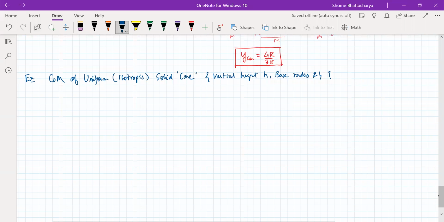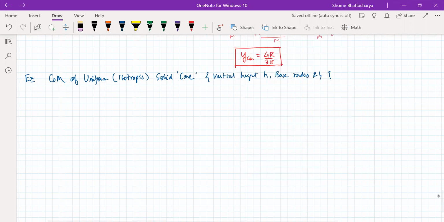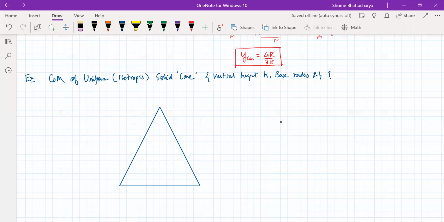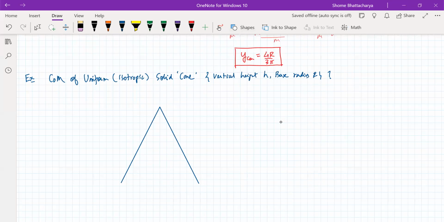Okay, now let's come to the cone example. So here there will be discs of height dh, right? Yeah, dh or dy or whatever you take that axis as. Okay, so I have drawn the cone like this. You can draw it the other way also, with the apex of the cone below or whatever. So here we'll cut it into horizontal discs.